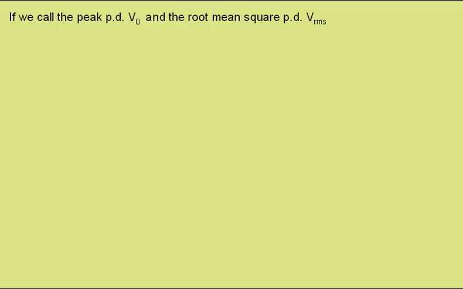If we call the peak potential difference V0 and the root mean square value of potential difference V RMS, we can write this expression. So this is saying that the power using the RMS value of potential difference will be half the power using the peak value of potential difference. Cancelling the R's, we get this expression. So V RMS squared is equal to the peak voltage squared over 2. Or square rooting both sides, we get that the RMS value of potential difference is equal to the peak value divided by root 2.